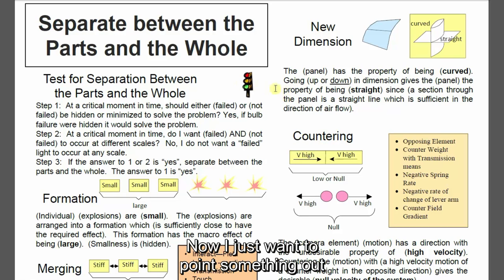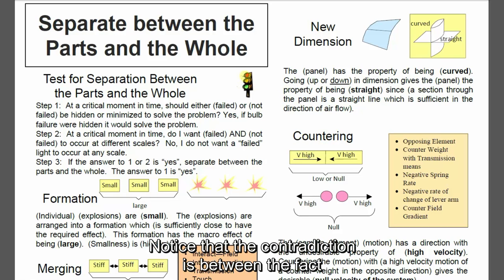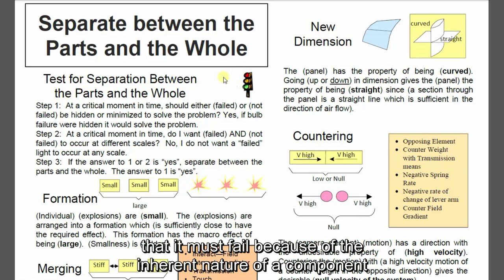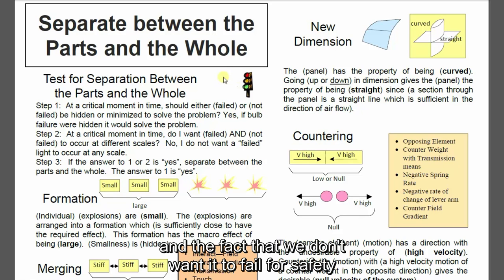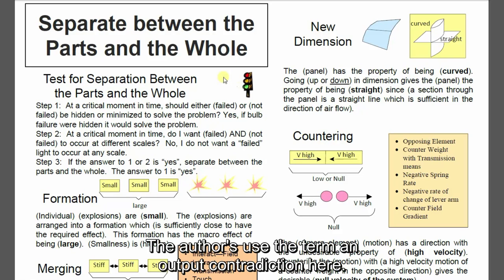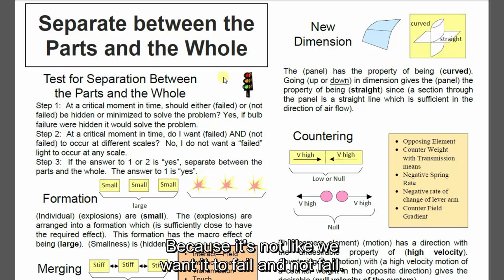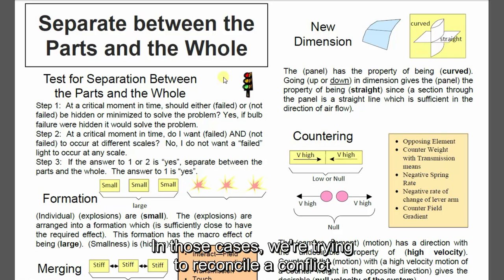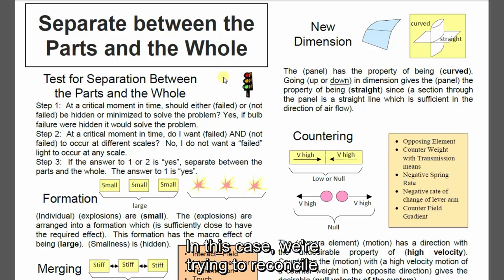Now, I just want to point something out about this contradiction. Notice that the contradiction is between the fact that it must fail because of the inherent nature of a component and the fact that we don't want it to fail for safety and efficacy reasons. The authors use the term output contradiction here because it's not like we want it to fail and not fail. In those cases, we're trying to reconcile a conflict between two things we want. In this case, we're trying to reconcile a conflict between something that we want, which is for it not to fail, and something that is inherent or unavoidable, which is the fact that it will fail.